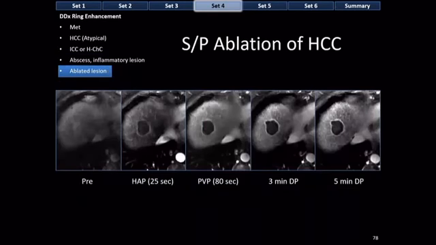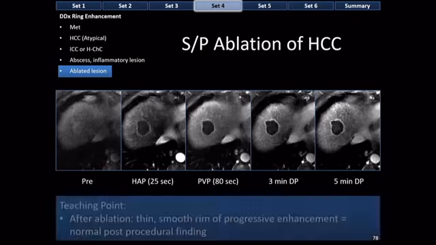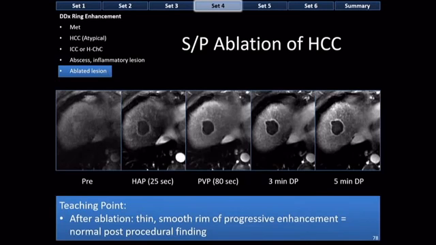And finally, if someone has a history of previous ablation and you see a ring-enhancing lesion, especially if the rim progressively enhances from just faintly enhancing in the arterial phase to becoming more and more enhanced on subsequently delayed images, then you can just say this is normal post-ablation change, granulation tissue surrounding an ablation cavity. So teaching point, after ablation, a thin, smooth rim of progressive enhancement is a normal post-procedural finding.